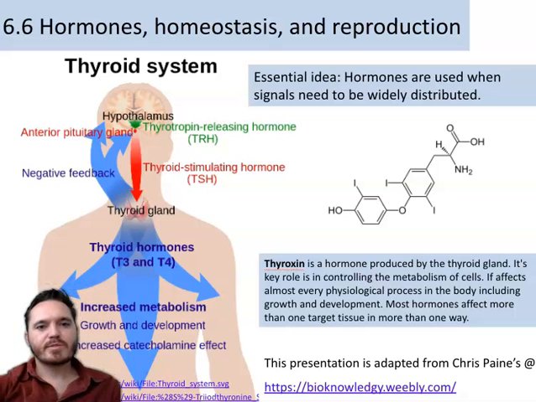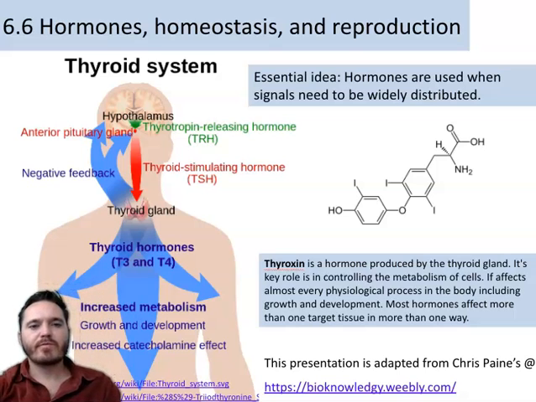Hello, this is Mr. Burke, and we are going to be reviewing the 6.6 Hormones, Homeostasis, and Reproduction subtopic of IB Biology. This whole topic is a very all-inclusive topic about hormones in general and how they promote homeostasis. And then there's a whole section towards the end that focuses more on reproduction and how reproduction relates to hormones and homeostasis.